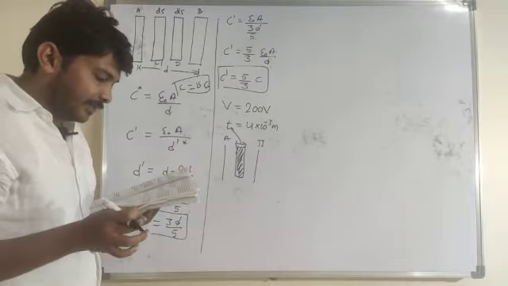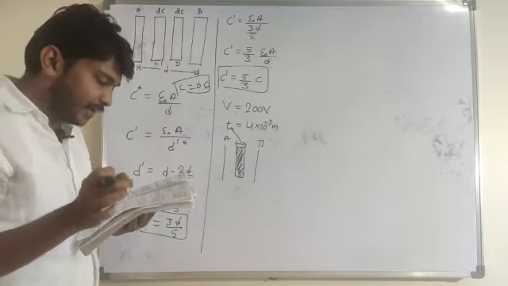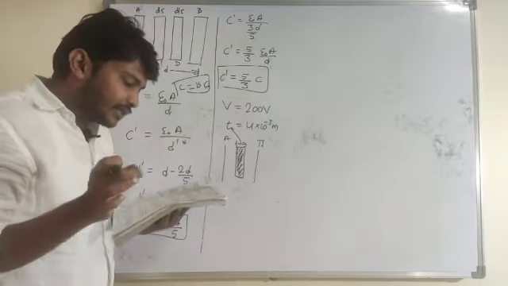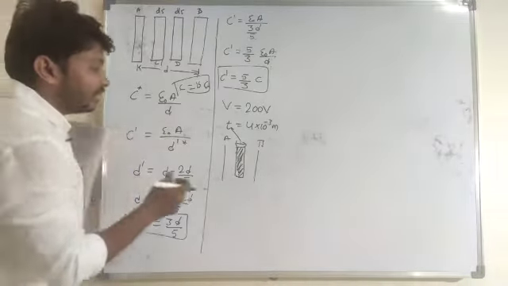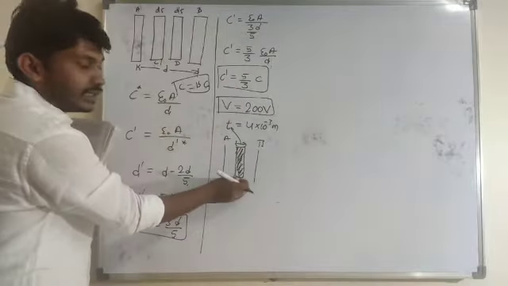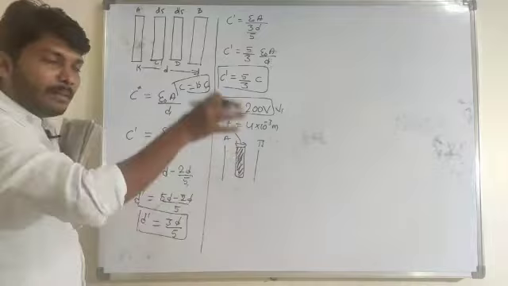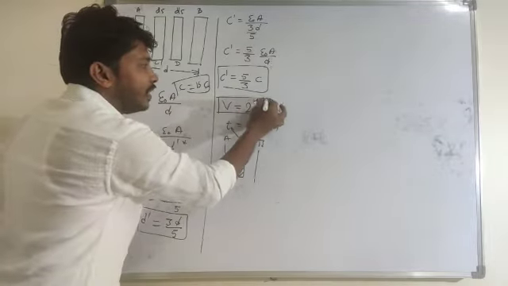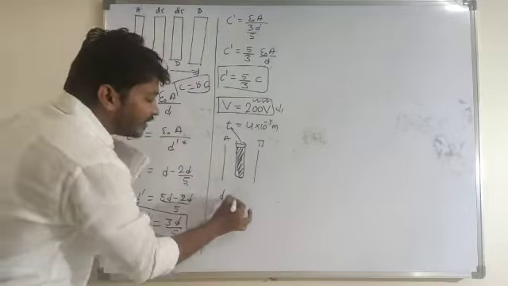But they mention that, to maintain the same potential difference between the plates of the capacitor, the distance between the plates is increased by 3.2 millimeter. So, as the capacitance increases, the voltage will decrease, but I want to maintain the same 200 volt. So in order to maintain the same voltage, I need to increase the distance.